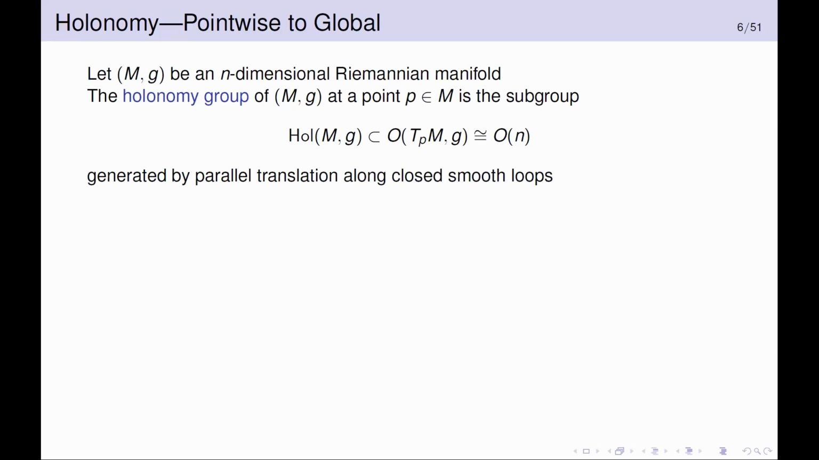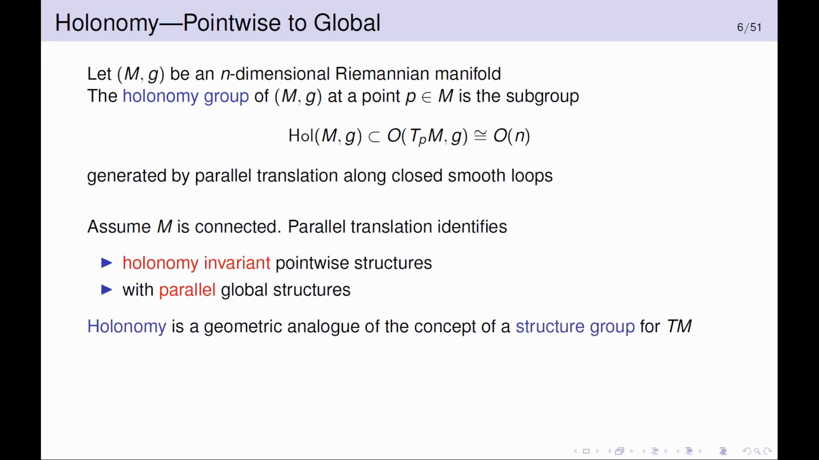So nothing bad is happening here. And what holonomy does for us is, well, assuming that our manifold is connected, I can connect any two points by some kind of curve, and I can do parallel translation from one point to another. And now I can ask which structures can I define at one point in the manifold so that they are parallelly translated everywhere without any contradictions. And that works exactly if the structure at my origin P is invariant under the holonomy.